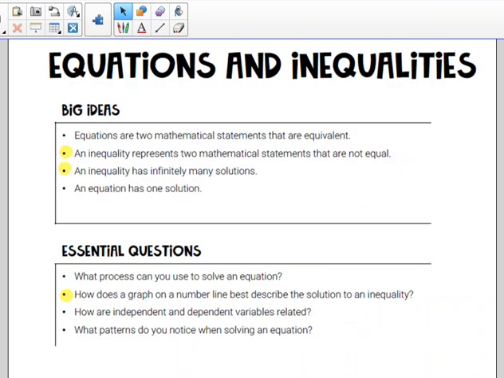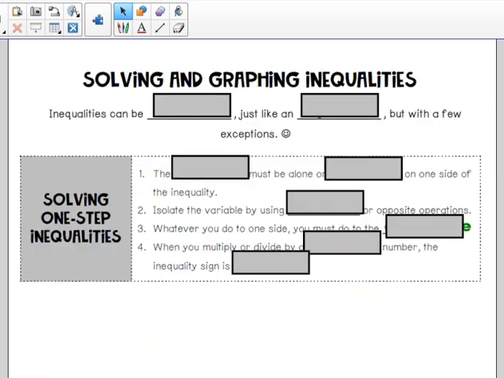Let's begin. All right, so just a reminder, the big ideas of this one: an inequality represents two math statements that aren't equal. That's why it's called inequality. And an inequality has infinitely many solutions. So there's a whole bunch of solutions to inequalities, all right? Equations have one solution. Inequalities have a whole bunch of them, all right? They can be a whole bunch of values greater than 3, for instance. So that's kind of the big points that we're gonna come back to.